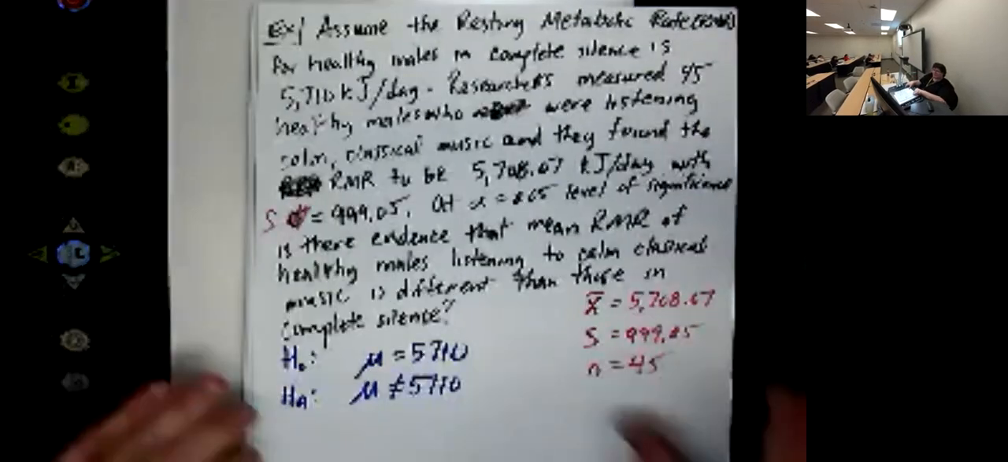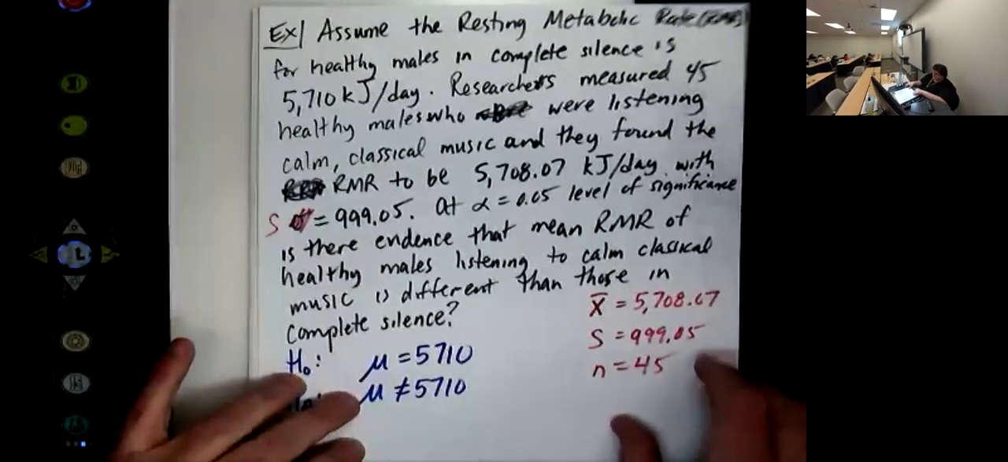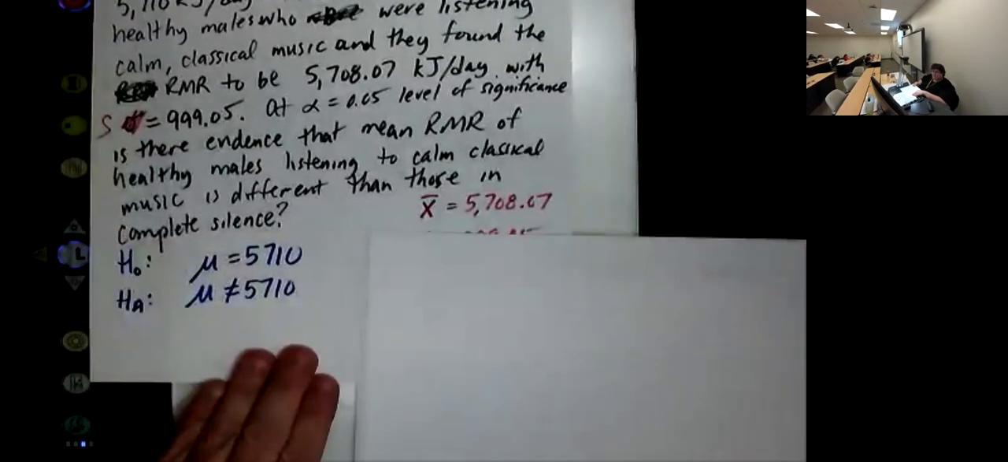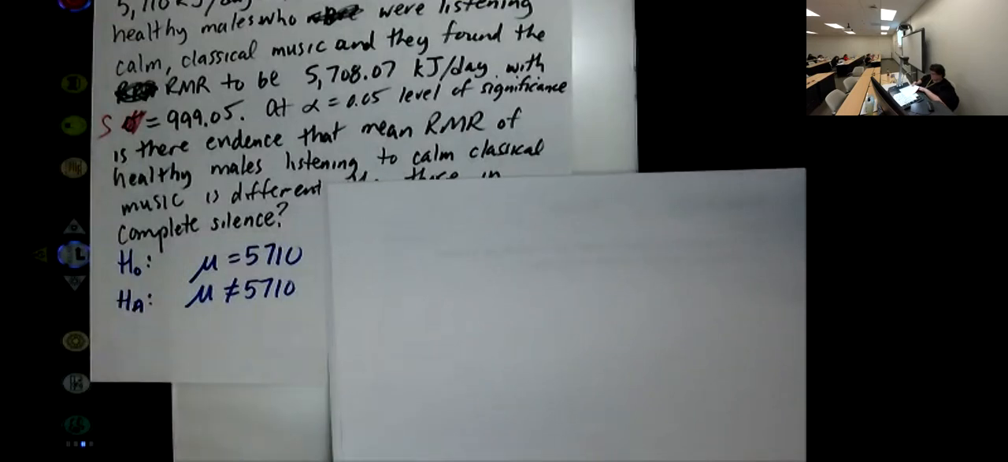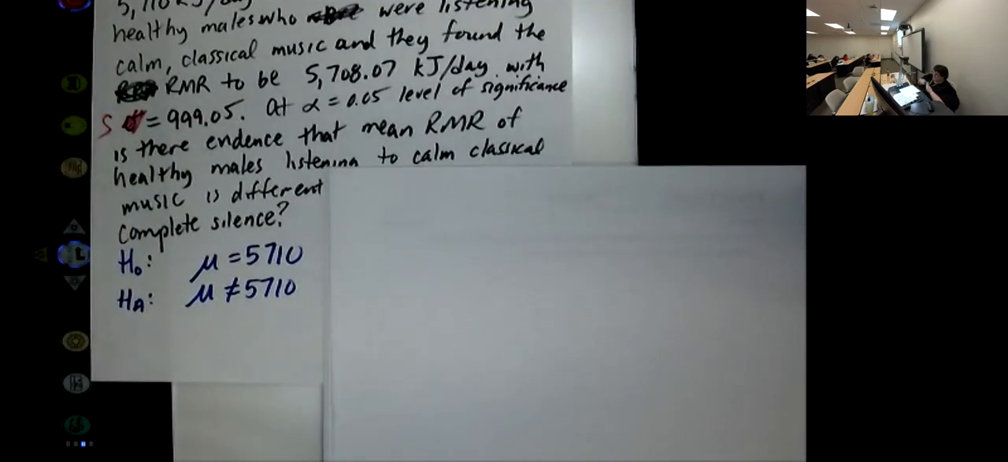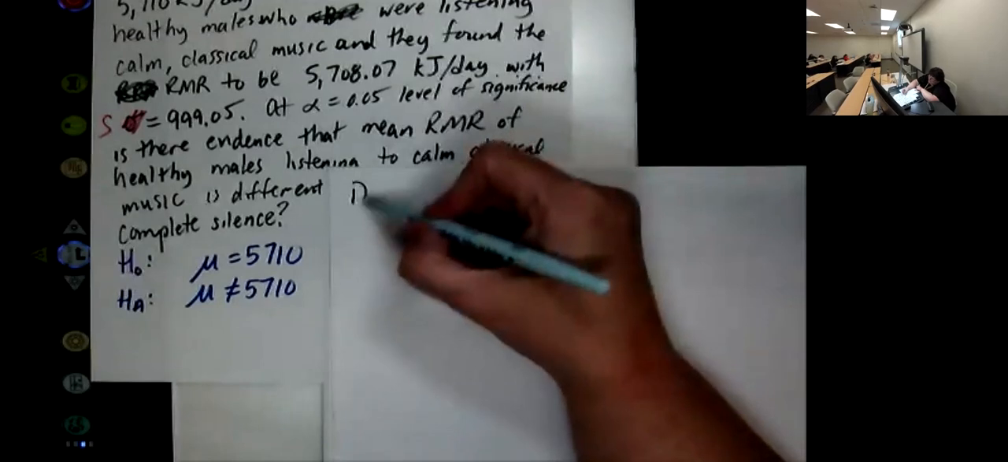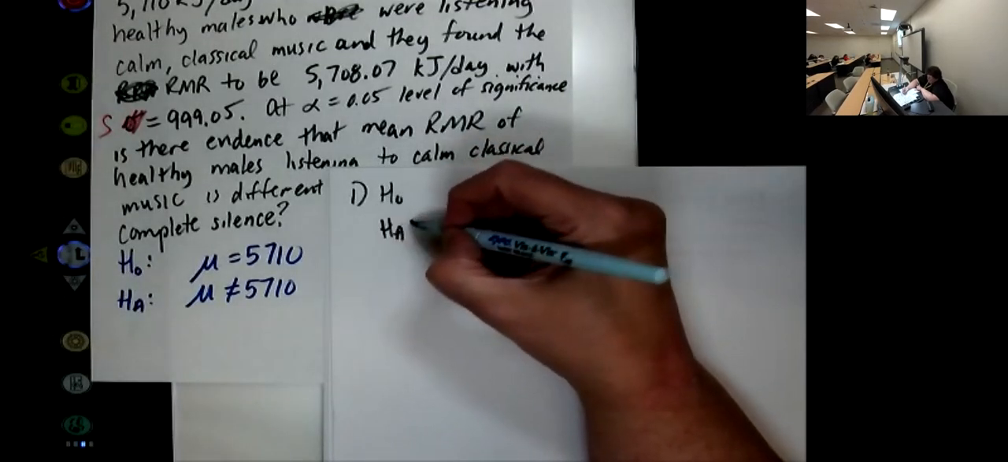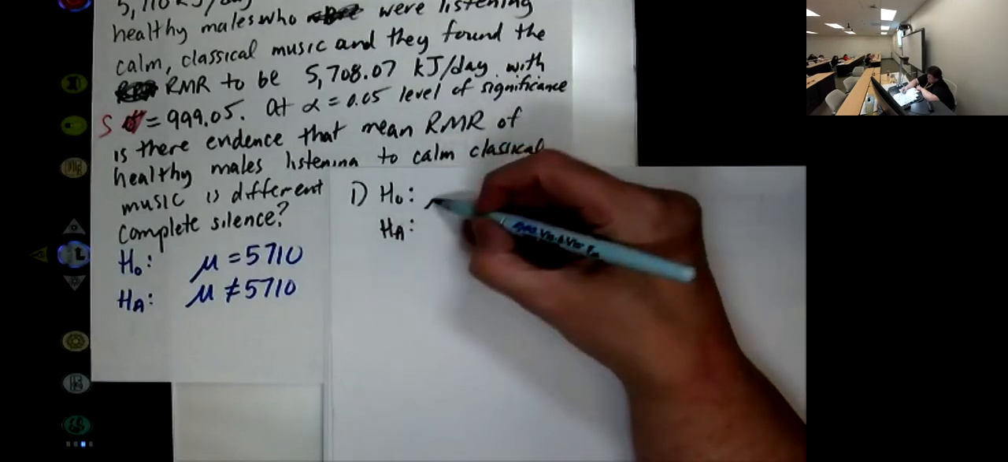So let's go through our steps of our confidence interval. Not confidence interval, hypothesis test. In the hypothesis test a lot of it stays the same. Step one is still H0 and HA, but what they are is just slightly different in these. Rather than having P, we've got mu.